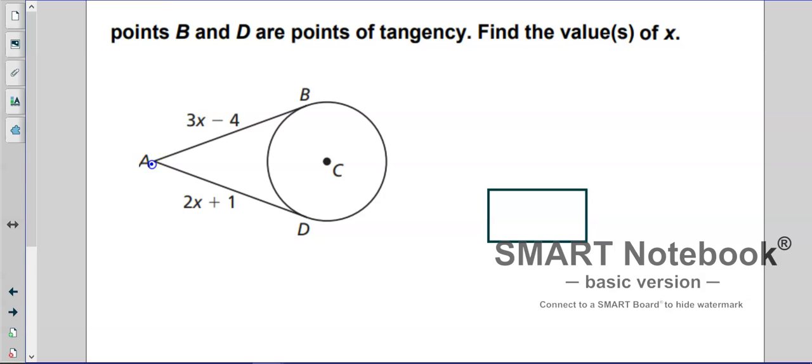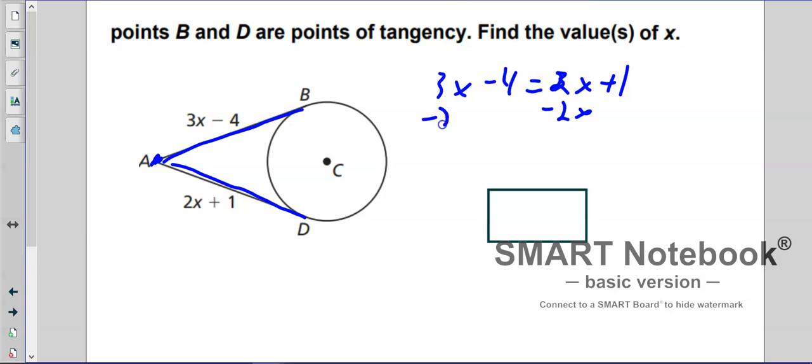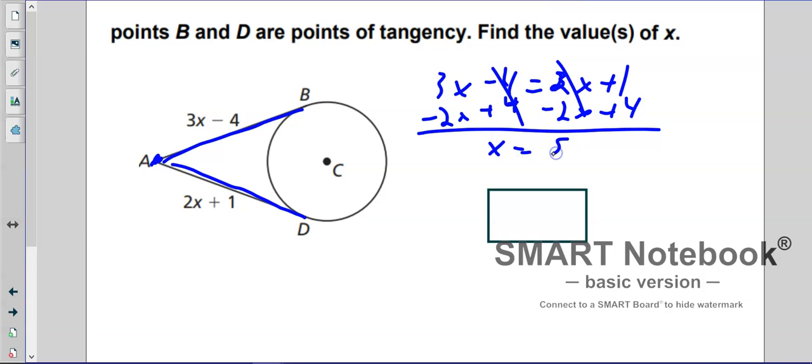So we have a point in space, and we have 2 tangent lines hitting the circle. Well, that means they're equal to each other. So we just do the same thing. 2x plus 1. This time I'm going to go left with my letters to keep it positive, which means I'm going to go right with my numbers, which gives me x equals 5.